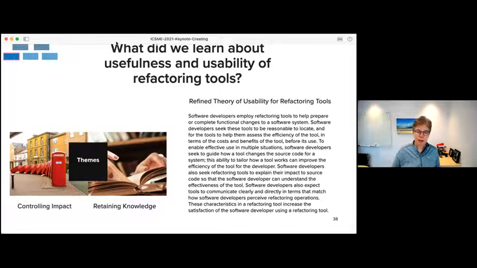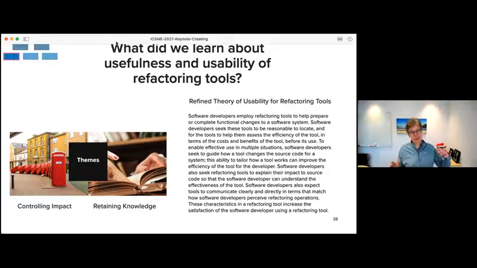So what did we learn about usability and usefulness of refactoring tools out of all these studies? Well, I think we came out with themes of knowledge about what developers actually wanted that might be different than what happens when you're studying the use at the moment. And we were able to understand some of these trade-offs that have led us to propose a refined theory for the usability of refactoring tools.